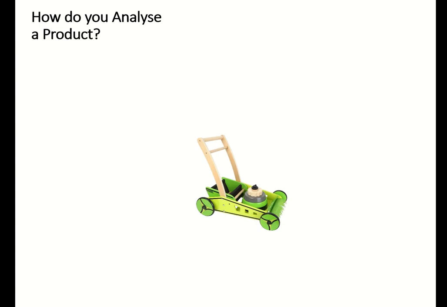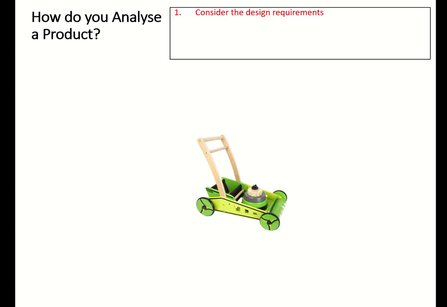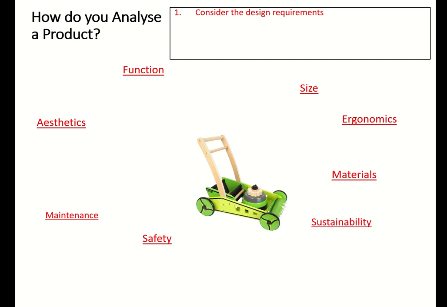So how do you do product analysis? Here's a very simple way of doing it. You could put an image of the product in the middle. Consider the design requirements. Keywords that you need to get in there would be things like aesthetics, function, size, ergonomics, maintenance, safety, materials, and sustainability.